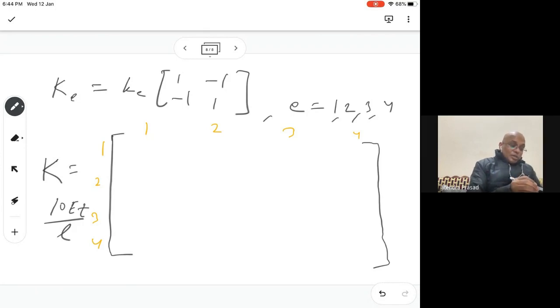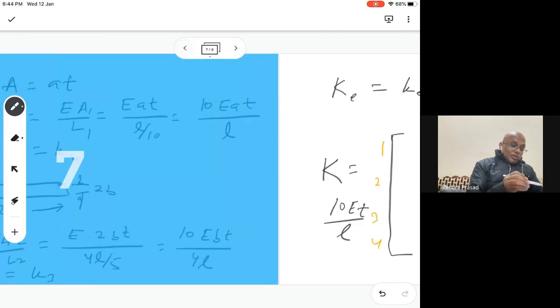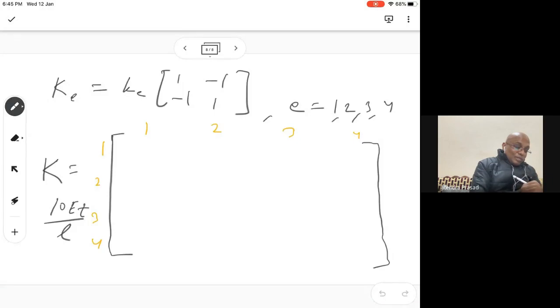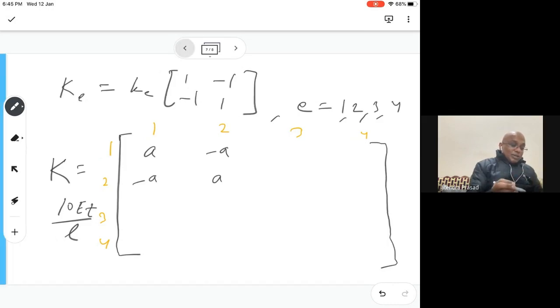So what will we do? Let's keep 10 E T over L as common. So we will have 10 E T over L as common, and then we can write everything. First is 1, 2, 2, 1, and we have E A T over L. In this case we have 10 E T over L already there, so we have just the A part here. So we can write A from 1 to 2: A, minus A, minus A. So first one is done.